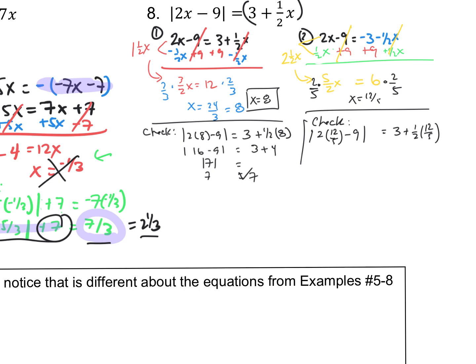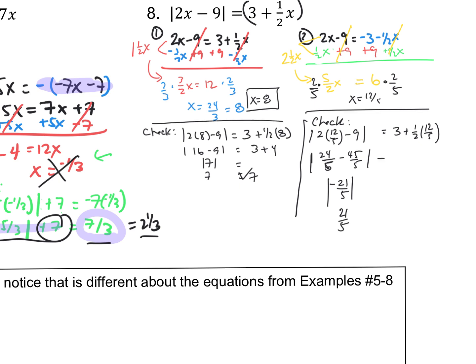So let's solve. This is going to give me 24 over 5 minus, well, if I want a common denominator of 5, then I'm going to change this to 45 over 5. 45 over 5 gives me 9. When I subtract, I wind up with negative 21 over 5. And so that's the absolute value of that, so that's going to be a positive 21 over 5.